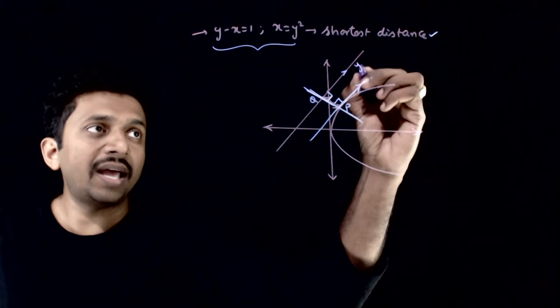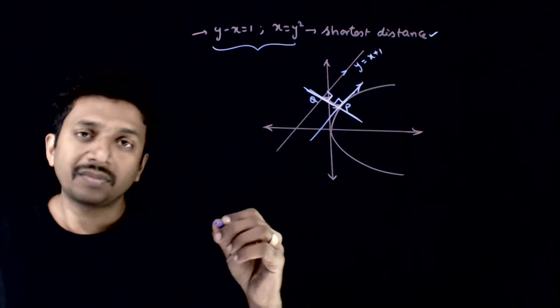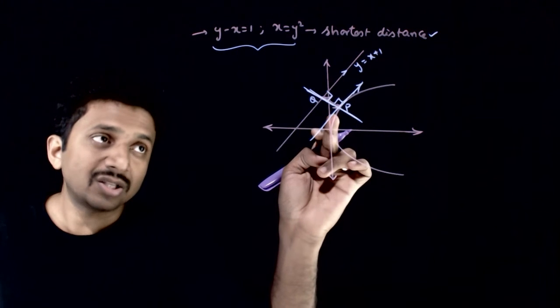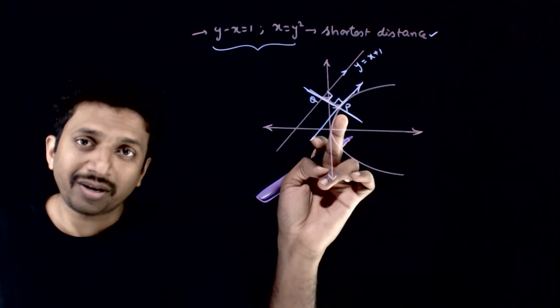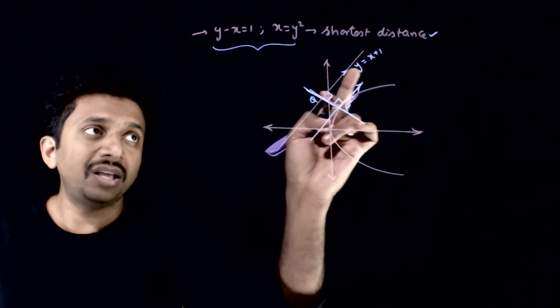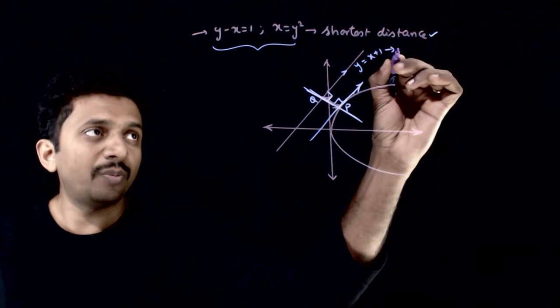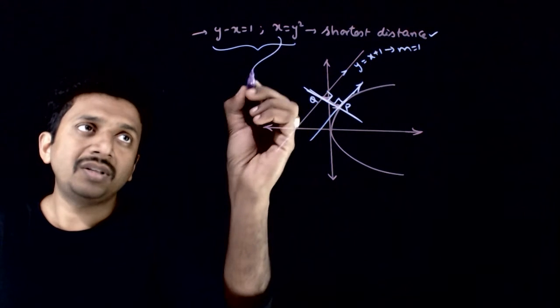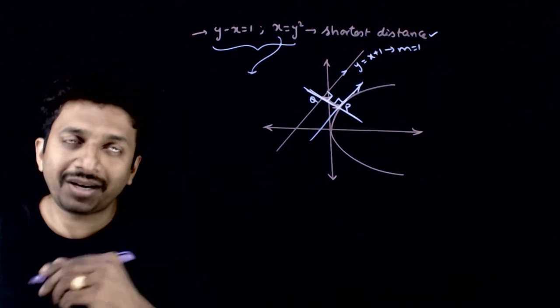So this line is y is equal to x plus 1. Hence, the slope of the tangent at this point has to be also equal to 1 because the slope of this line is equal to 1. So what is the slope of tangent to the curve at an arbitrary point x comma y?